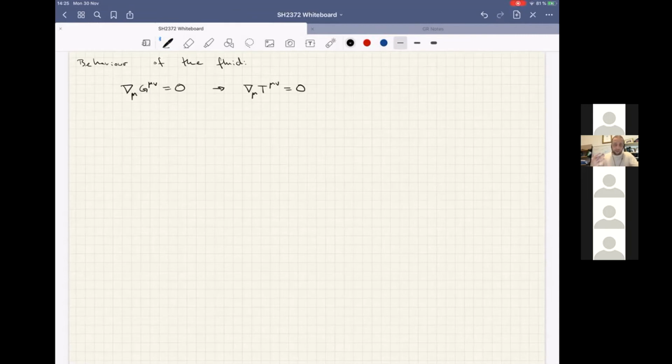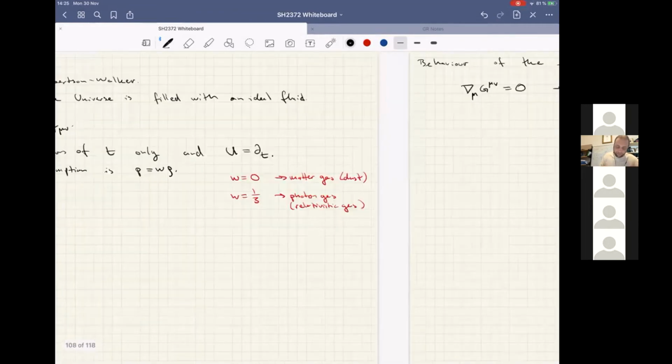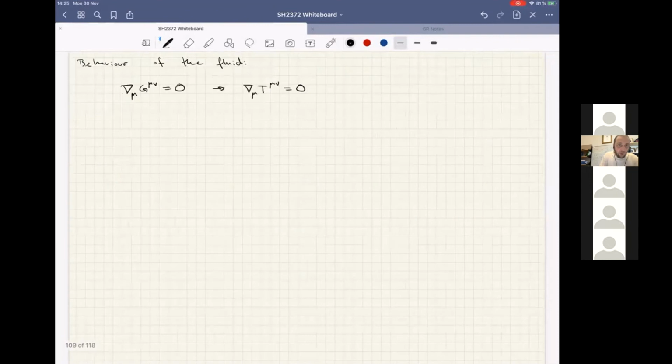And if we insert now the energy momentum tensor of this ideal fluid, what will we find? Well, we find the following. So we take nabla mu, T mu nu. That's if we take into account also that these co-moving observers are actually moving along geodesics.